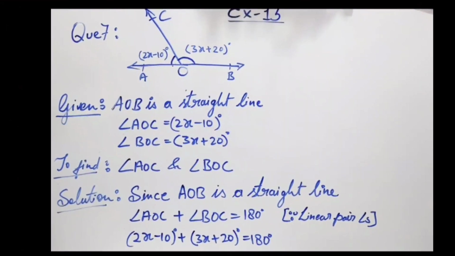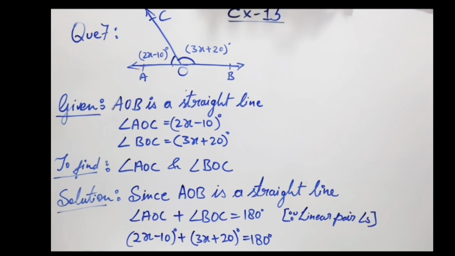In the given figure, AOB is a straight line and the ray OC stands on it. If angle AOC is equal to 2x minus 10 degree and angle BOC is equal to 3x plus 20 degree, find the value of x. Also find angle AOC and angle BOC.